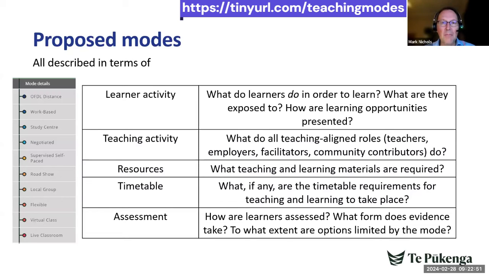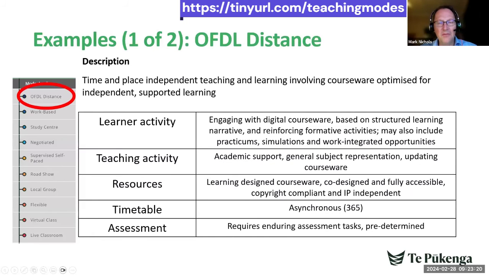So a teaching and learning mode is defined in terms of what learners do, what teaching aligned roles do, the teaching and learning resources required for the mode to succeed, the timetable arrangements that must be in place, and how learners are assessed. So these demonstrate the design of the teaching and learning taking place, and also determine how the underlying systems and processes must work in order for that mode to be supported. So I'll finish now with 2 examples, starting with the first, the open, flexible, and distance learning distance mode.